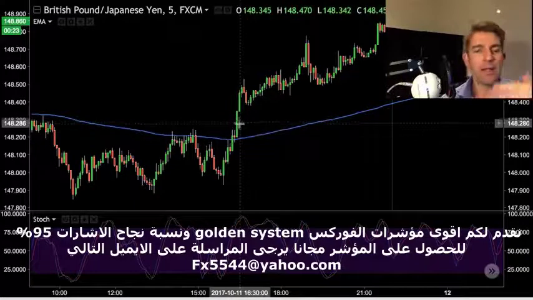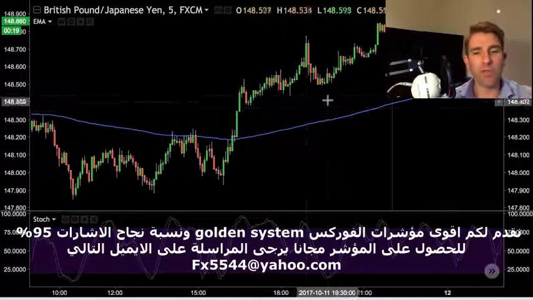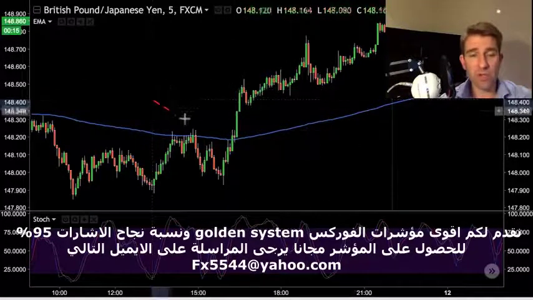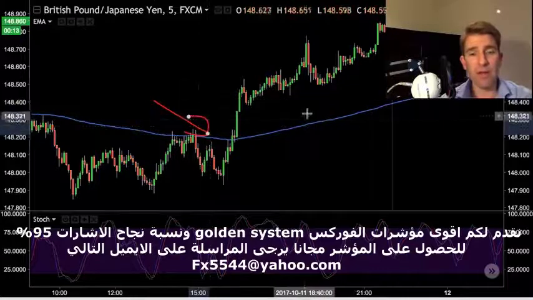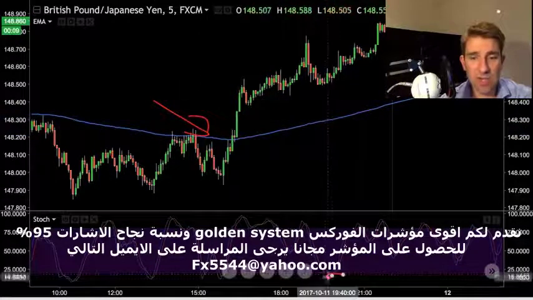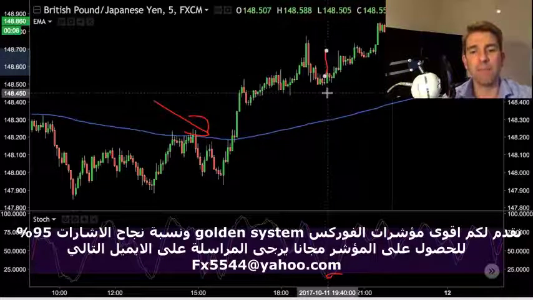So let's look at an example. We've got a 5-minute chart here. This is Pound Yen, one of the ones you could use it on. We'll have a look at some more in a second. We're above the 200 period EMA, which is the blue line here. And we get an oversold condition coming down here with the stochastics. They start to turn up. So we're long about this candle here.